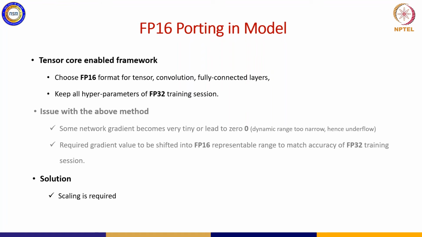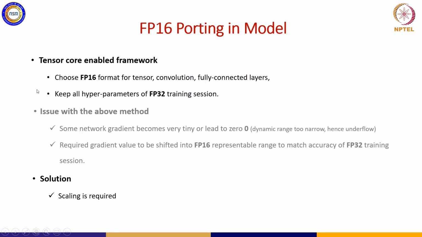Now, like I said earlier, there are issues with this. The issue that will arise here is that FP16 has a dynamic range that is too narrow, hence it leads to what we call underflow. So gradients become very small, and you might have zero gradient, and this will affect your training. So you need to do some kind of shifting into the FP16 representable range to match the accuracy of the FP32 that you have.